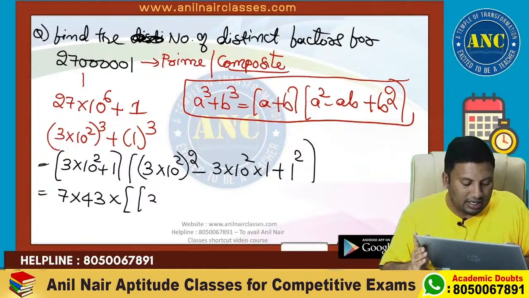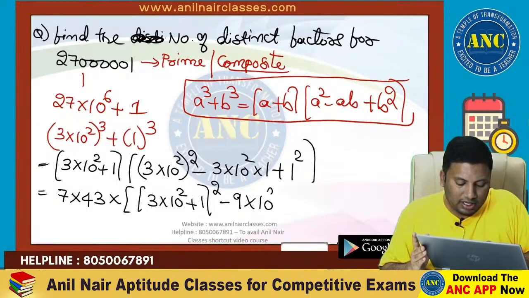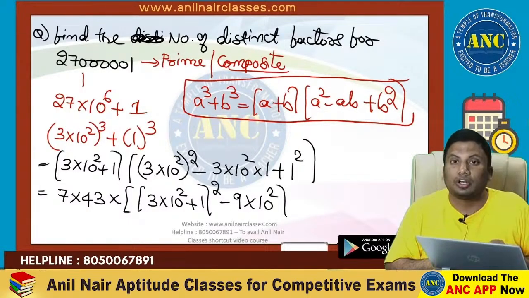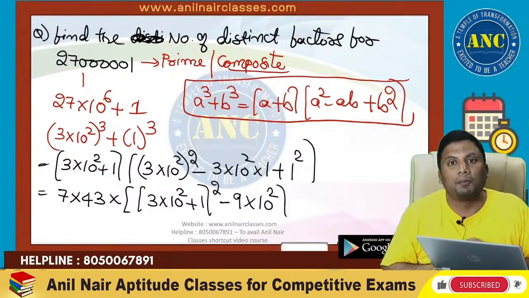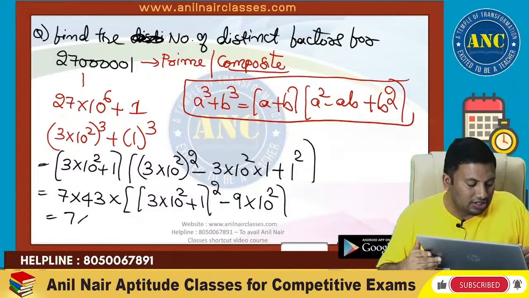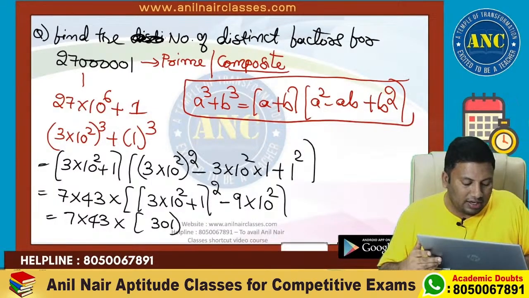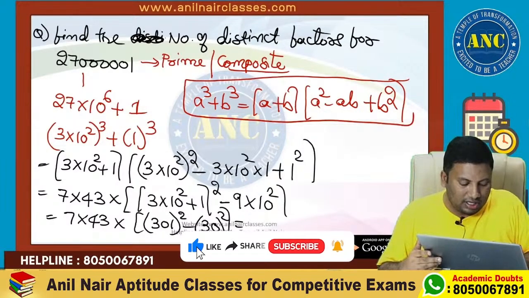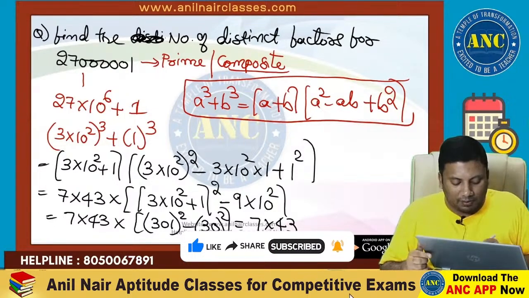This can be written as (3 into 10 square plus 1) whole square minus 9 into 10 square. Can I write like this? (3 into 10 square) whole square, 2 into 3 into 10 square, that is 6 into 10 square, minus 9 into 10 square, which is minus 3 into 10 square. These 7 into 43 are nothing but 301. Whole square minus 90, it is 30 whole square. So this is 301 my A square minus B square.